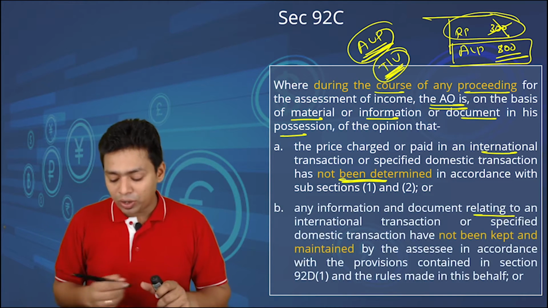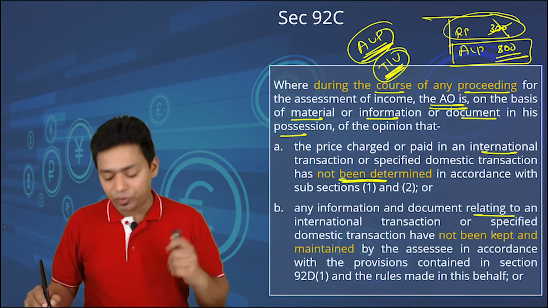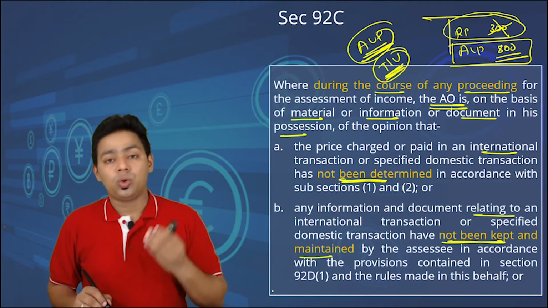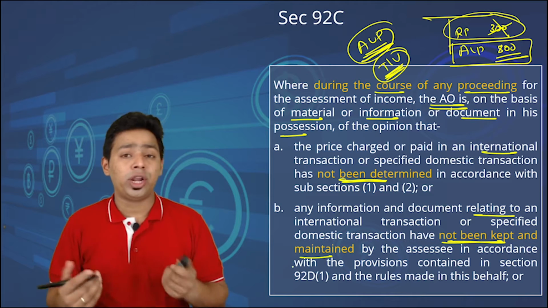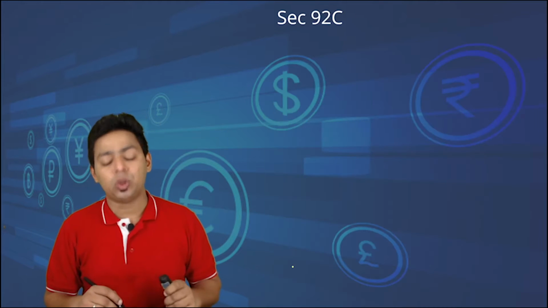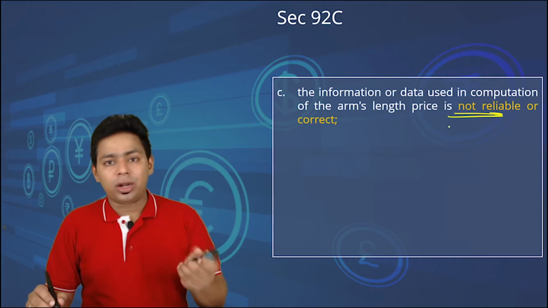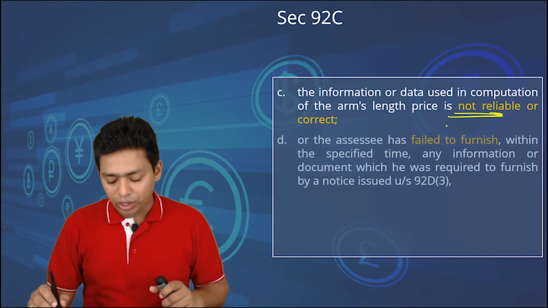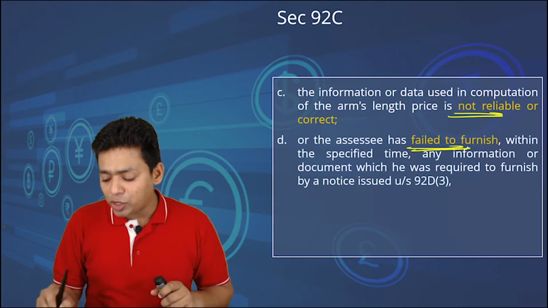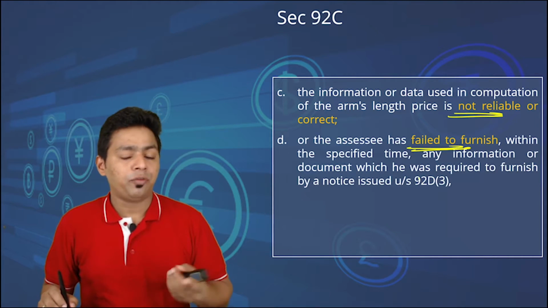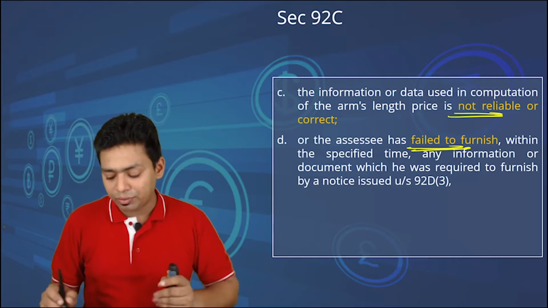Second, any information or document relating to the international transaction or specified transaction has not been kept and maintained by the assessee. So obviously you have to maintain a lot of data according to section 92D, but you have not maintained that data. Third, the data used in your calculation is not reliable or not correct, that is, inaccurate data. Fourth, the assessee has failed to furnish a report when it was demanded by the transfer pricing officer or assessing officer within a given period of time.